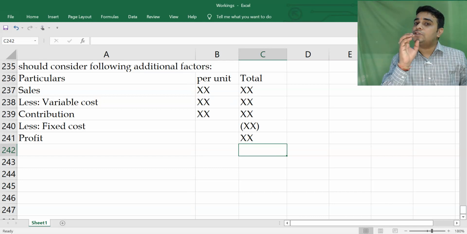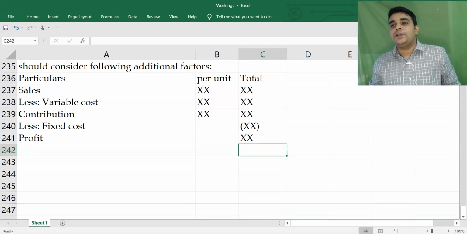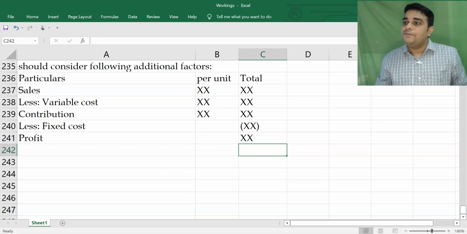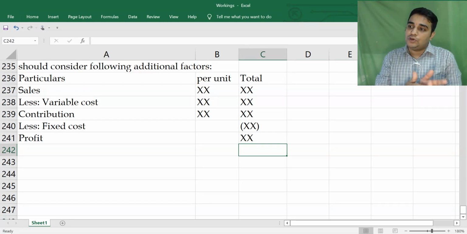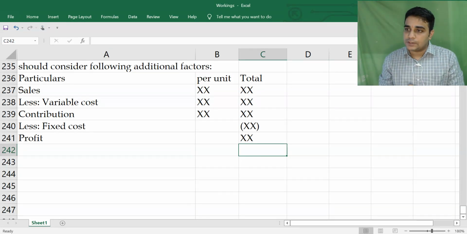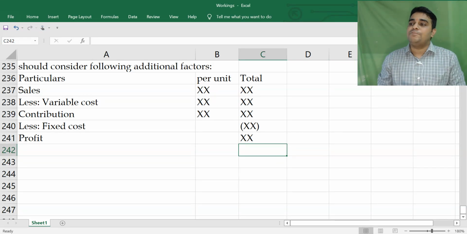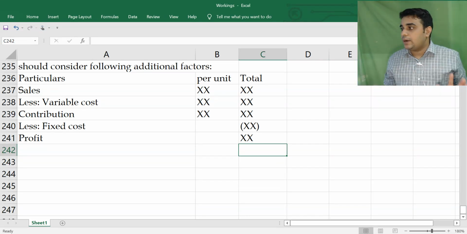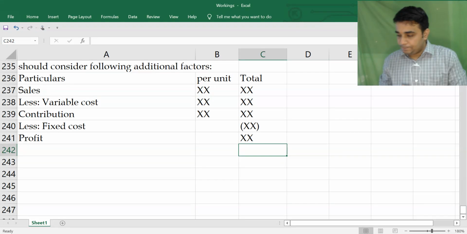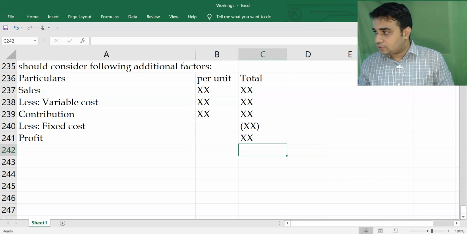Even if the question gives you fixed cost per unit, it's misleading information. We will convert that information into total fixed cost. Any problem you are solving, fixed cost per unit is misleading information. We should ideally not look into that. Ideally, I should look into an information called total fixed cost.